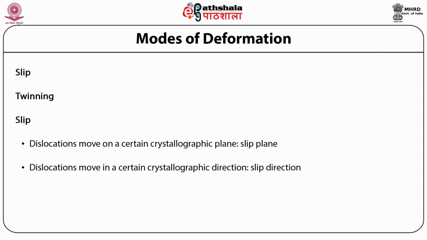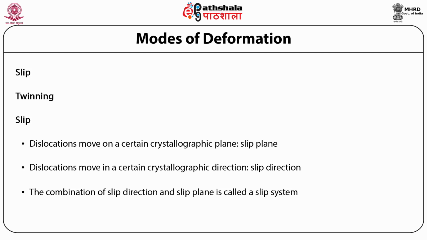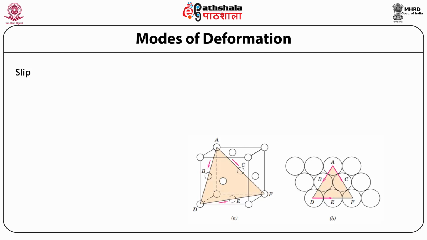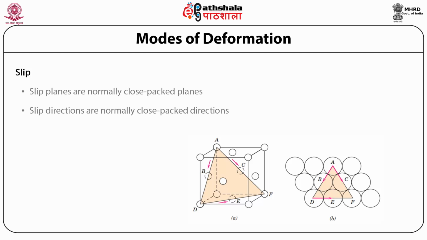Then thirdly, the combination of slip direction and slip plane is called a slip system. So the plane in which the dislocations move is the slip plane. The direction in which the dislocations move is the slip direction, and the combination of the slip direction and slip plane is called the slip system. Slip planes are normally close packed planes, and the slip directions are normally close packed directions.